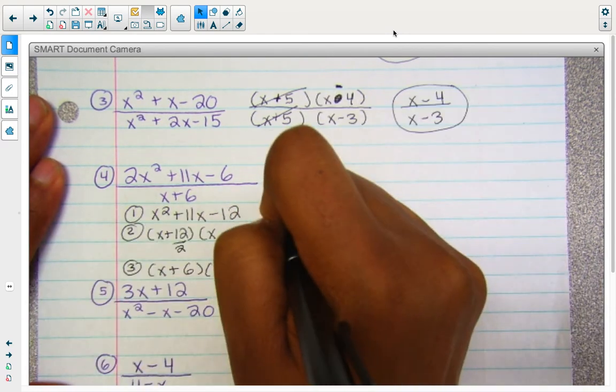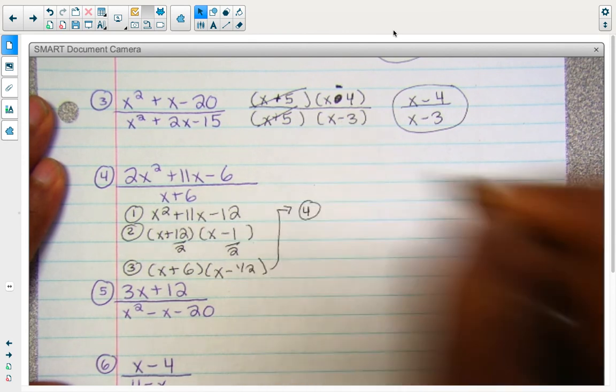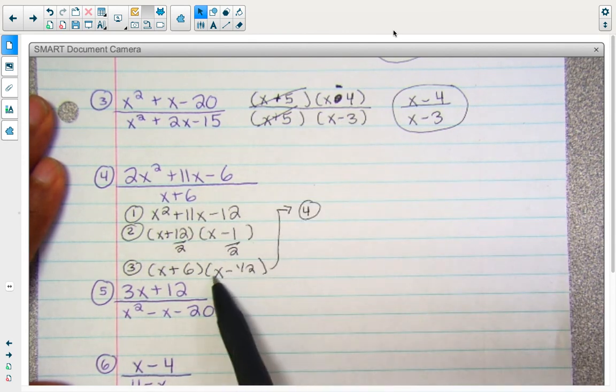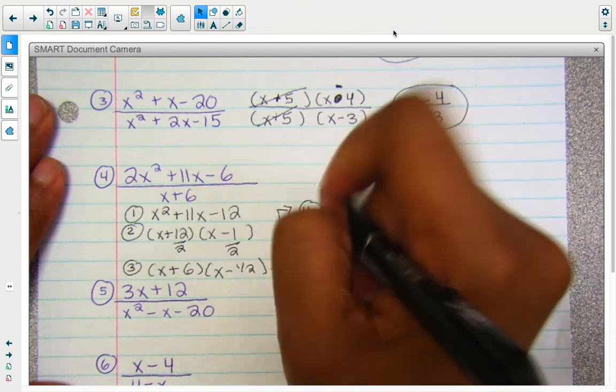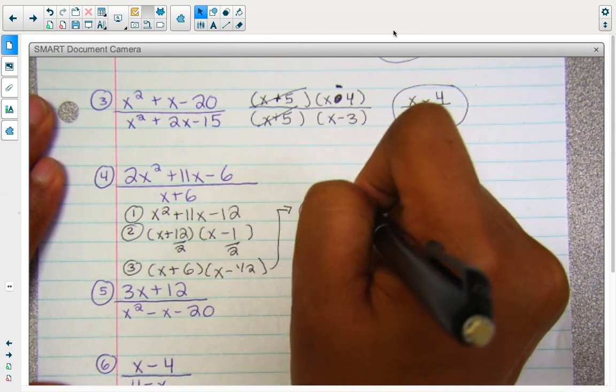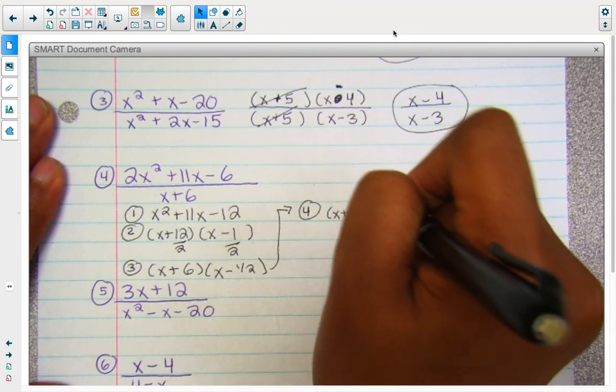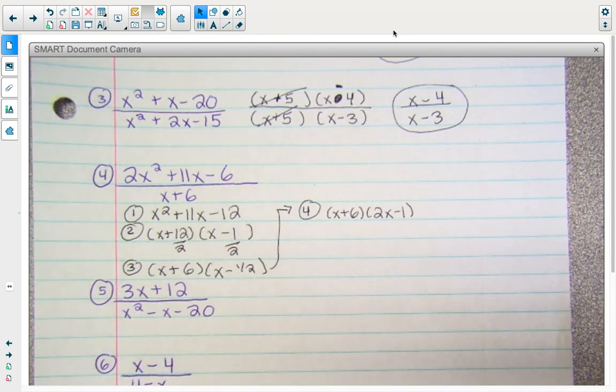And step 4, get rid of fractions. And you get rid of fractions by multiplying by the denominator. So I'm going to multiply just this part by 2. So it'll be x plus 6 times 2x minus 1. Again, just for the numerator, a little bit of review mixed in here.